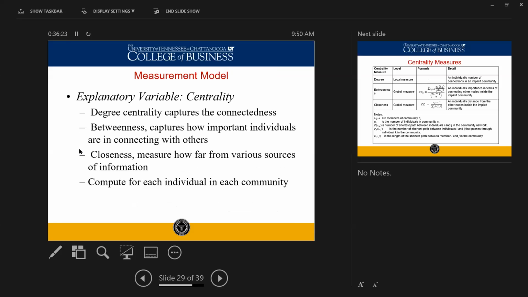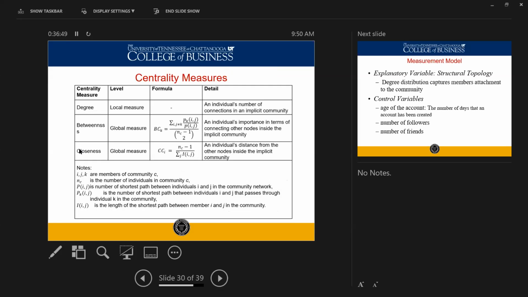So in the measurement model, we also measured the explanatory variable, centrality, because that was one of our input variables. We measured the degree of centrality of this community, captured by the connectedness of the person. Betweenness captures how important the individuals are in connecting with each other. We measured the closeness, and then we computed those measures for each of the individuals in these communities. So this is the formula for the centrality measures, and I'm not going to go into the detail of the formula, but just to show you that.